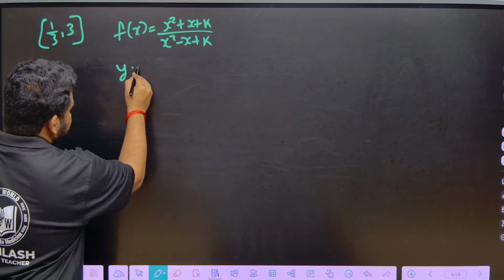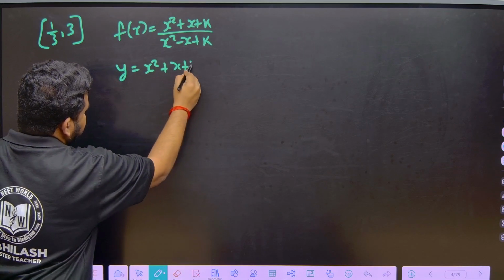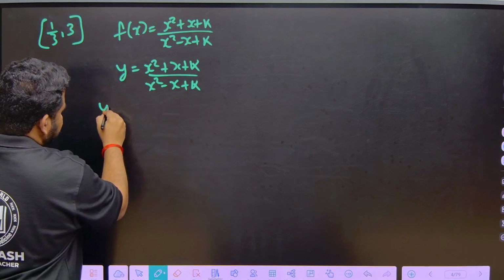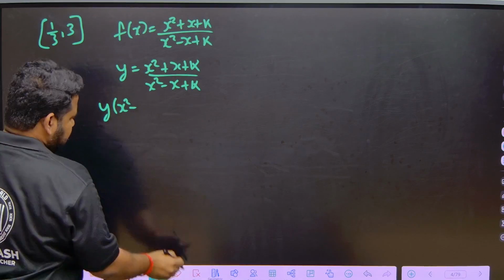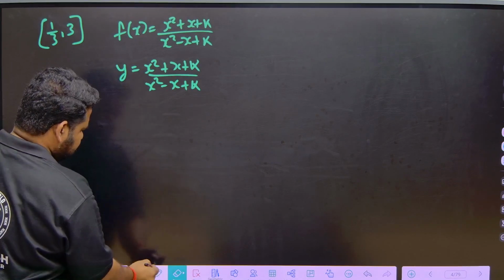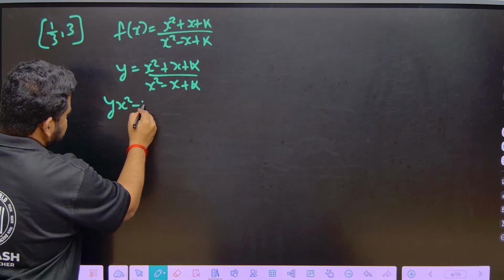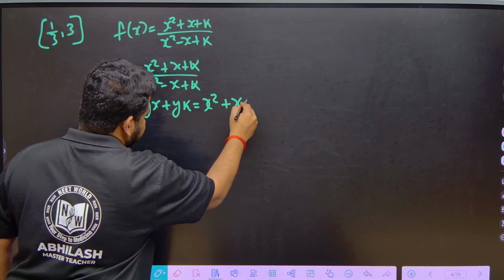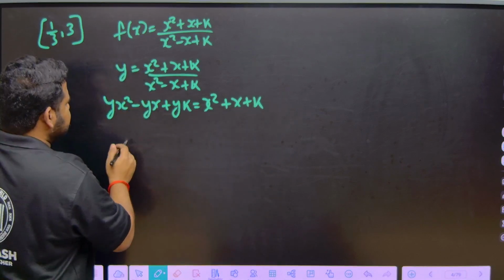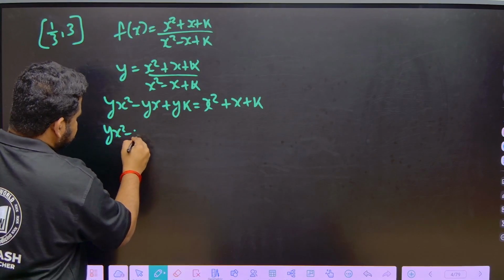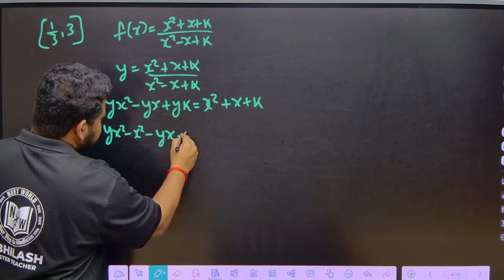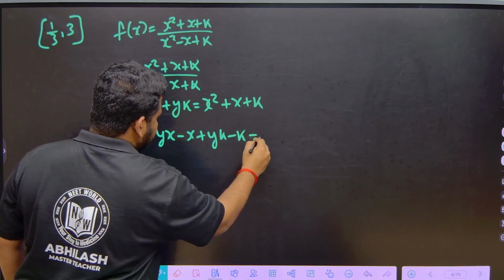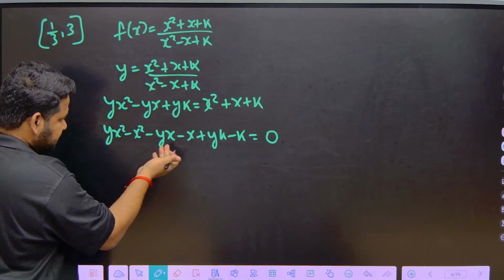So, let y be equal to x square plus x plus k divided by x square minus x plus k. If I cross multiply, what will I get? y into x square minus yx plus yk is equal to x square plus x plus k. Okay, let me bring everything to the LHS. So this will become y into x square minus yx minus x plus yk minus k is equal to 0.